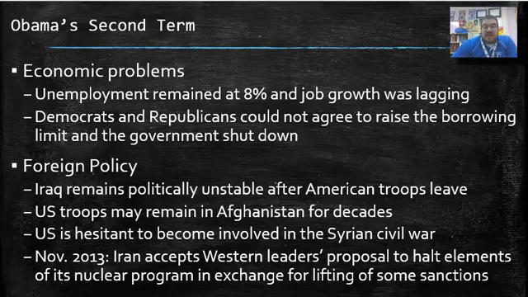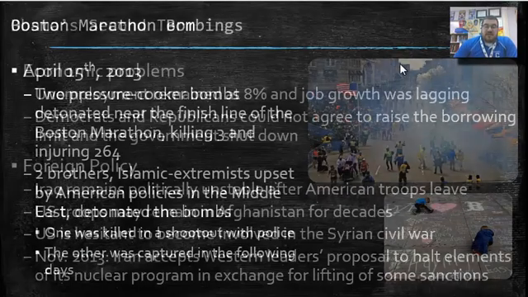And in November 2013, he does hit a breakthrough with Iran as they accept Western leaders' proposals to halt some of their nuclear development program. They claim it's for energy. We think it's for weapons. And then we would lift some of the sanctions from that as well.